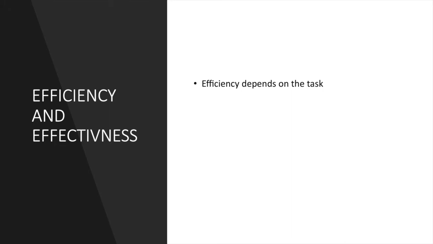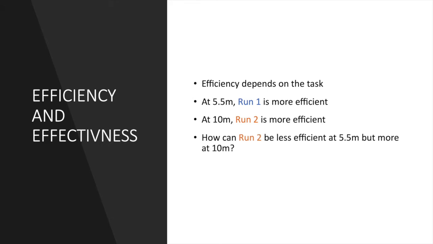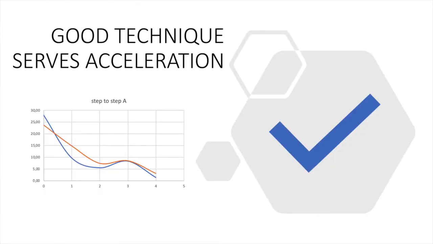Efficiency depends on the task. At 5.5 meters, run 1 is more efficient, but at 10 meters, run 2 is more efficient. How can run 2 be less efficient at 5.5 meters but more at 10 meters? Well, good technique serves acceleration, and the more acceleration is produced, the higher velocities you get to later in the run.